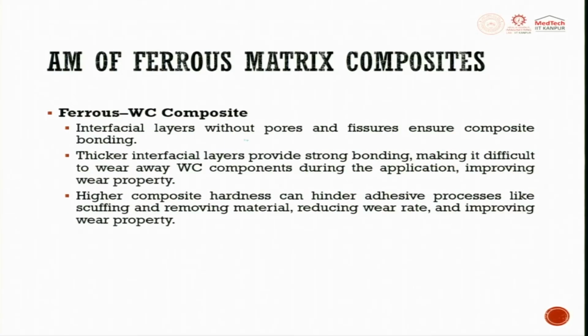Interfacial layers without pores and fissures ensure composite bonding. A thicker interface layer provides stronger bonding, making it difficult to wear away tungsten carbide components during the application, improving wear resistance. The higher composite hardness can hinder adhesive processes like scuffing and material removal, reducing wear rate and improving wear property. So, these are important: higher composite hardness can hinder the adhesive processes.